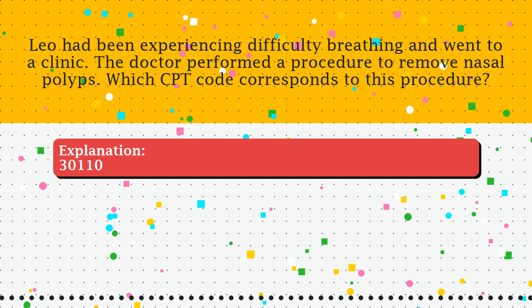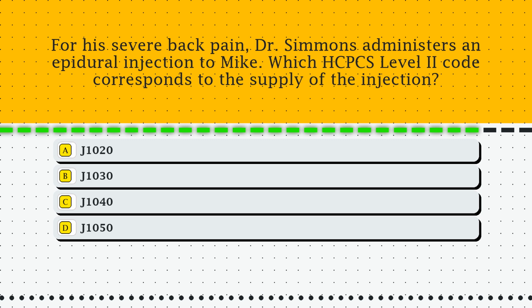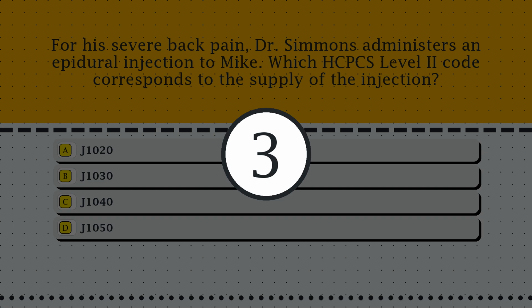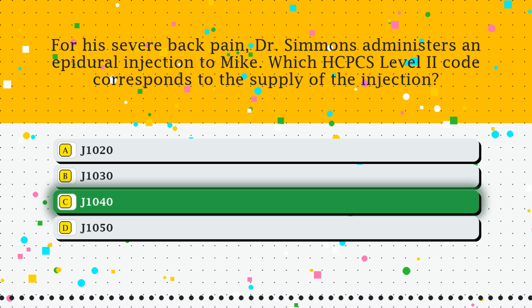30110. Question 220. For his severe back pain, Dr. Simmons administers an epidural injection to Mike. Which HCPCS Level 2 code corresponds to the supply of the injection? Option A, J1020. Option B, J1030. Option C, J1040. Option D, J1050. The correct answer is option C, J1040.